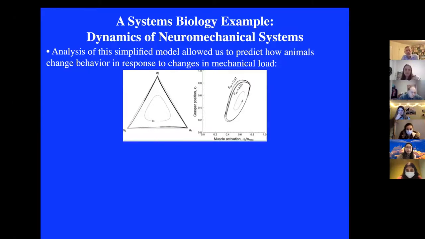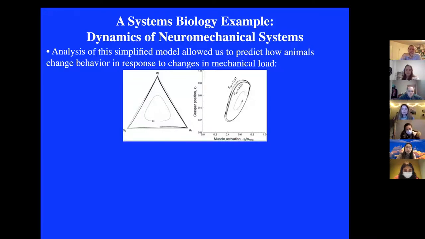And the solid line shows what happens when you increase the load on the system by increasing the force on the seaweed by 40%, which is a substantial increase in the force that the system has to deal with. Now on the right, you're looking at a projection of the ratio of activations of the protractor and retractor muscle, that's along the x-axis, and then the actual position of the grasper.